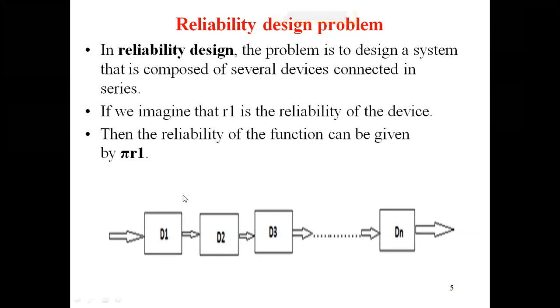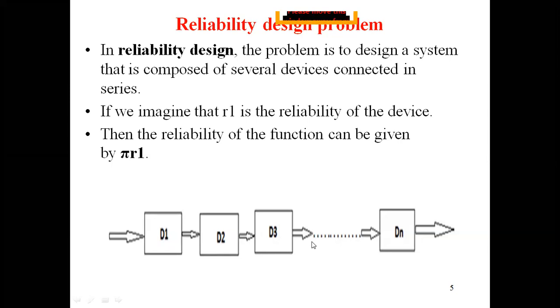Suppose, for example, in our figure, D1 is one device that is connected to D2. Again, D2 is another device that is connected to D3. D3 is connected to D4, D4 is connected to D5. Like that, we have the last device Dn. So n devices are connected in series. We are considering all these devices together as a system.